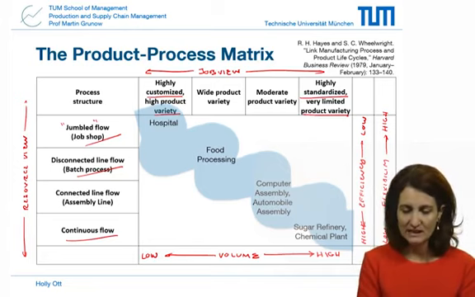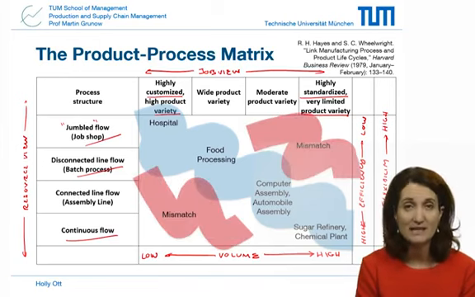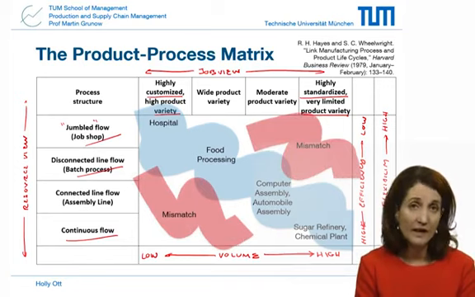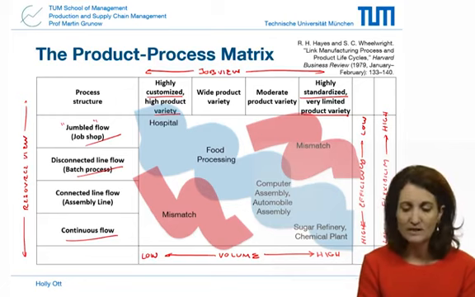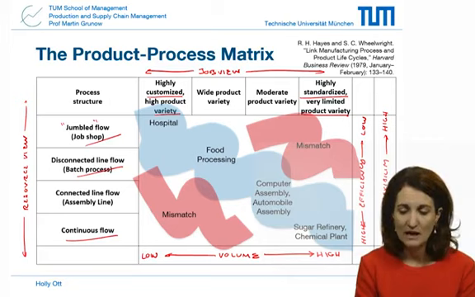Outside of this diagonal, you're going to have a mismatch. It makes no sense to try to produce a customized product in a continuous flow scenario. And likewise, it makes no sense trying to produce something that is highly standardized, very limited, in a job shop.